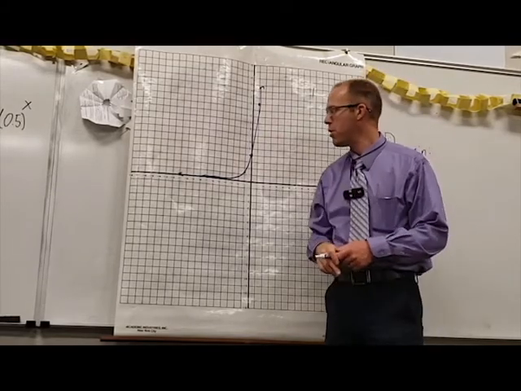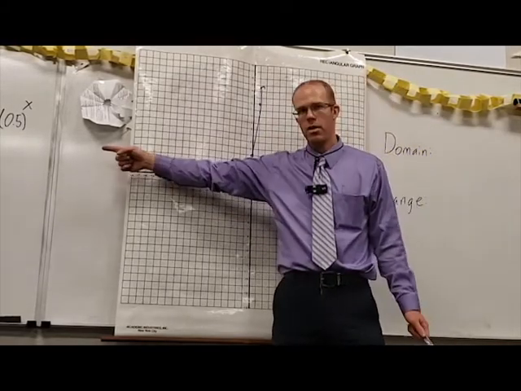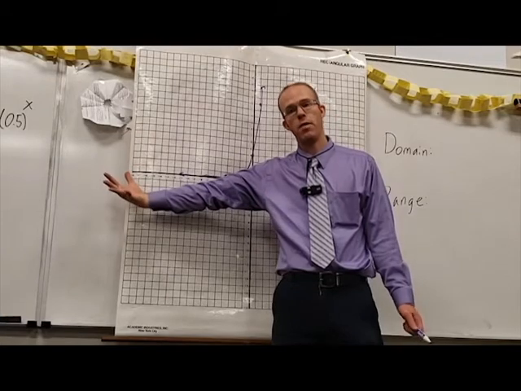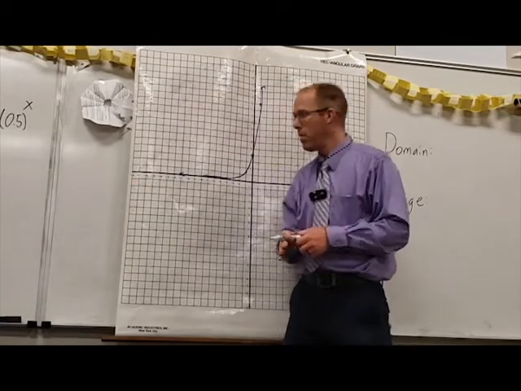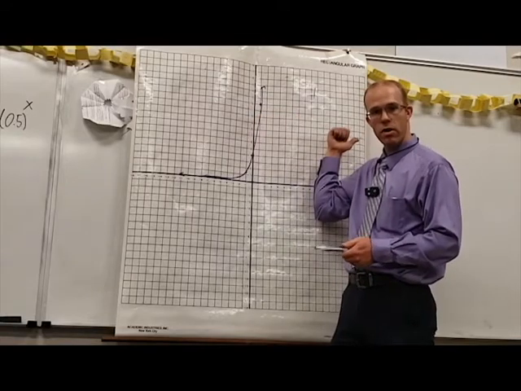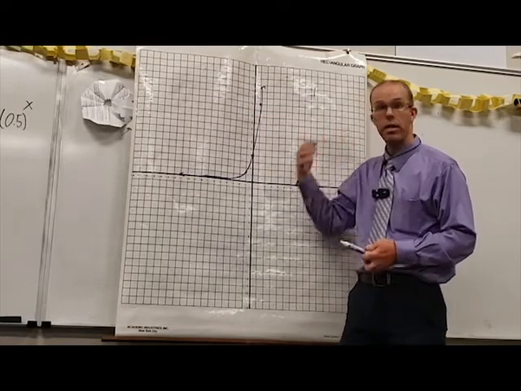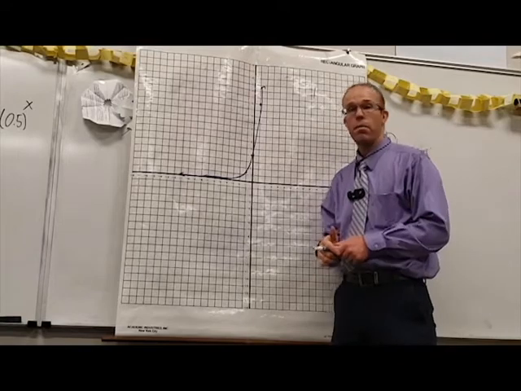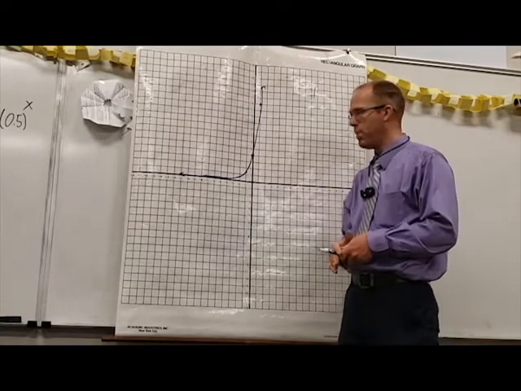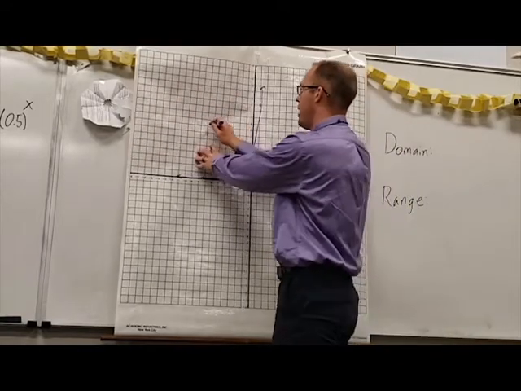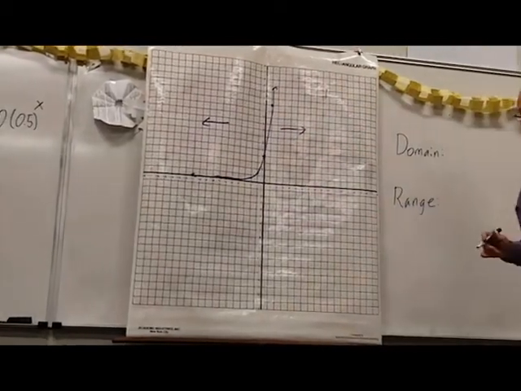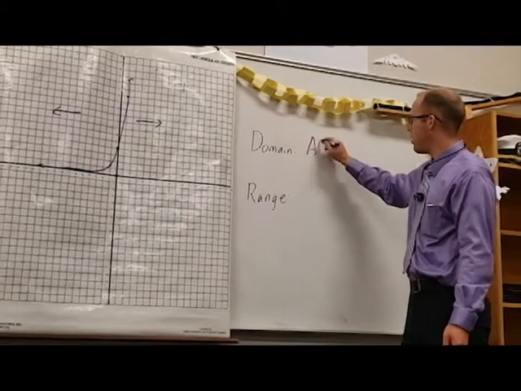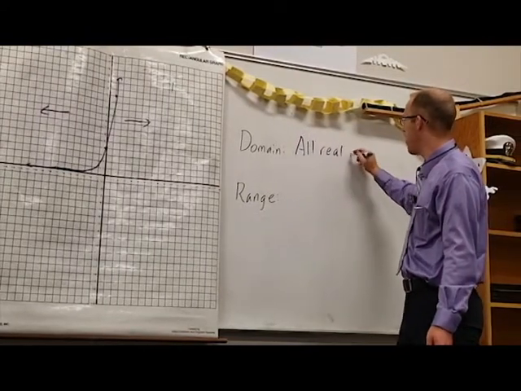So let's think about our domain. We're going to go forever in that direction. We can continue to divide numbers by 3. They're going to get very, very small, but we can still divide them by 3. We can go forever in this direction because we can always multiply a number by 3. It's going to get very, very large, but we can still multiply it by 3. So our domain, our x values, go forever in that direction and forever in that direction. So like we saw in our last video, the domain is all real numbers.